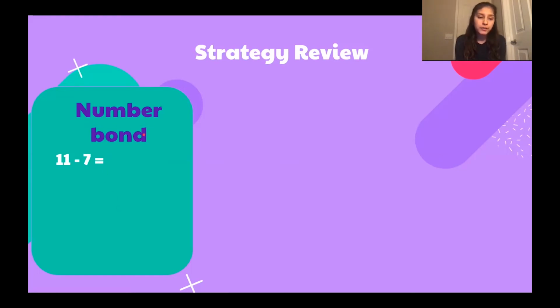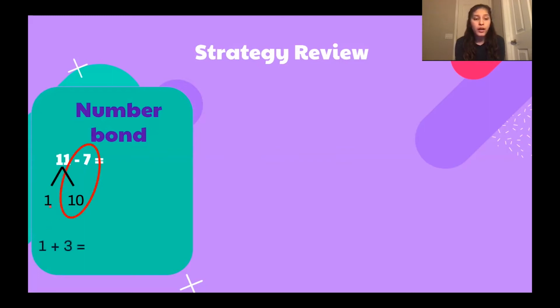So a number bond is when you decompose a number so you can find the number bonds. So here I have 11 because we're subtracting 7. I don't know how to subtract 7 from 11. So I would decompose and find a number bond. So I know 1 plus 10 makes 11. So I would have 1, 10 right here. And now I know that I can subtract 7 from 10. So I would circle that. And I know that 10 minus 7 is 3.